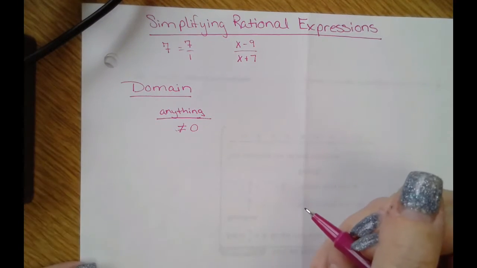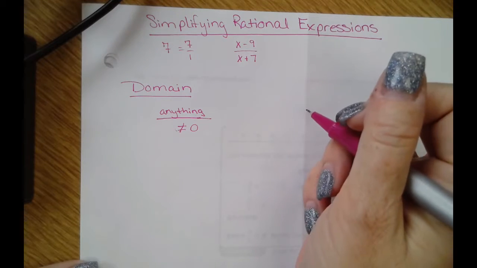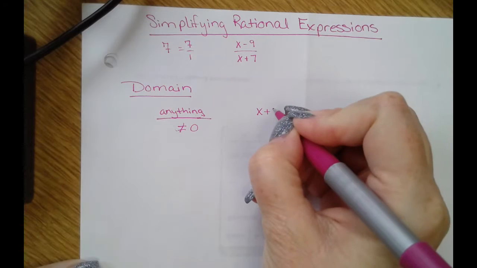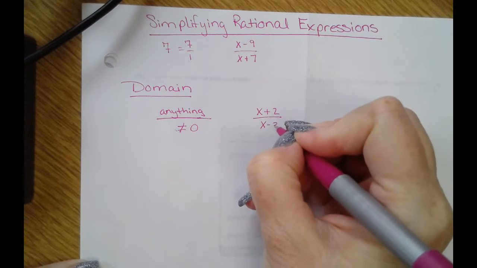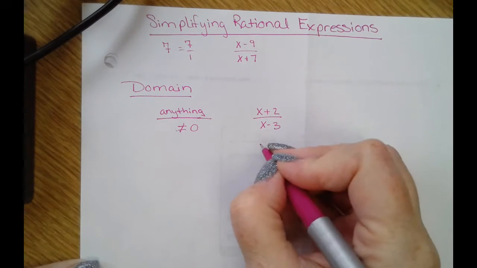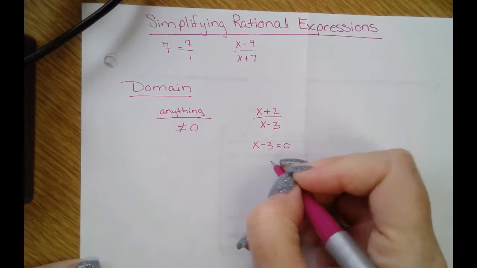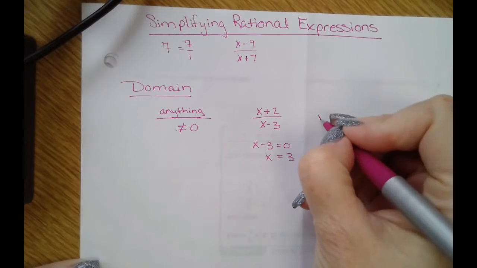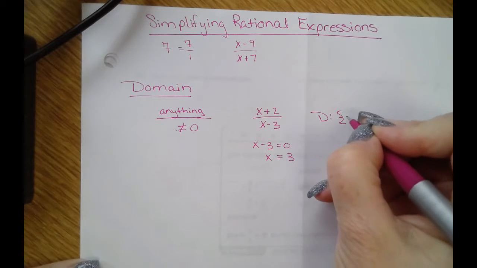So if we have x plus 2 over x minus 3, I want the denominator, so x minus 3 equals 0. So x equals 3. So the domain would be x such that x cannot equal 3.